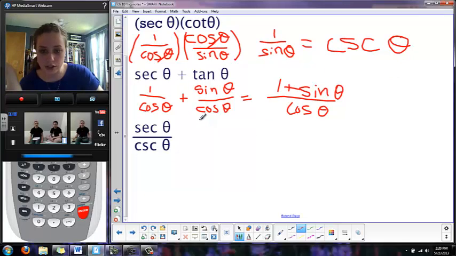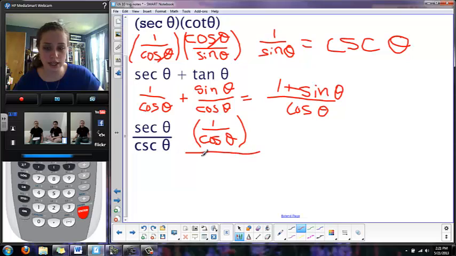So when you are dividing this stuff, you're going to have complex fractions. You're going to have a fraction divided by a fraction. So you're going to have to multiply by the reciprocal. So I'll show you how to do that. So secant, yet again, is 1 over cosine. Hopefully you're memorizing these by now. 1 over cosine theta. And that is all divided by cosecant. And cosecant is 1 over sine.